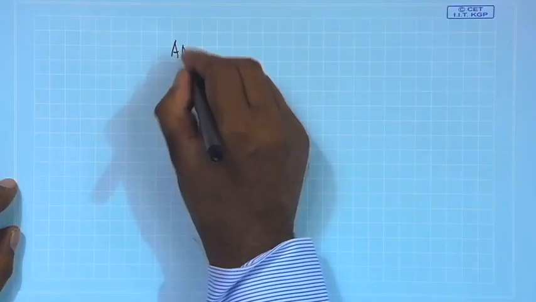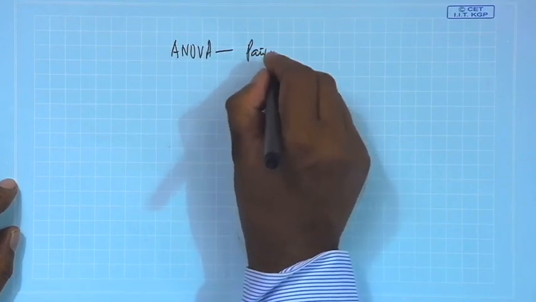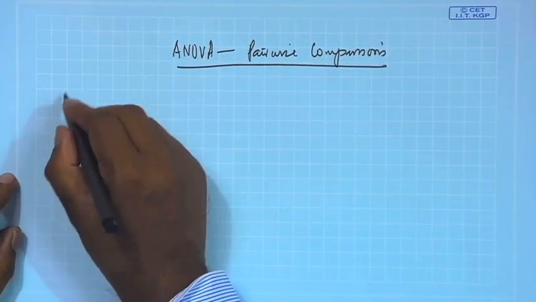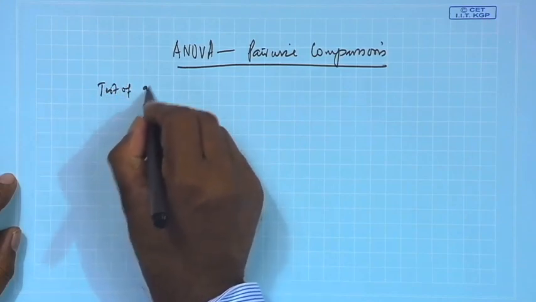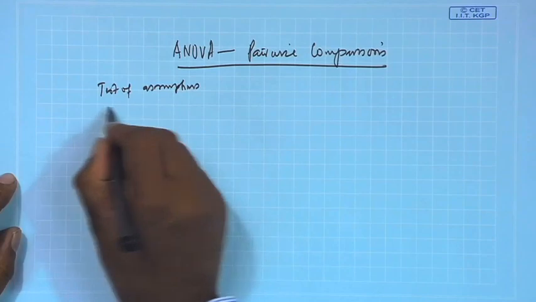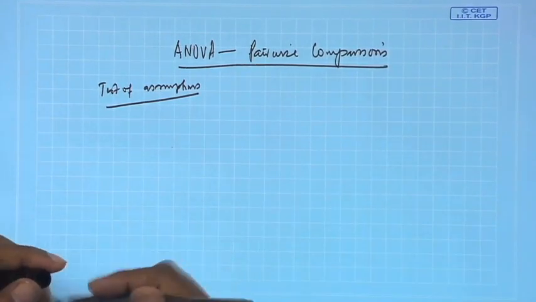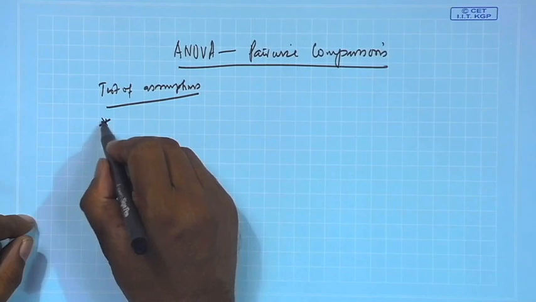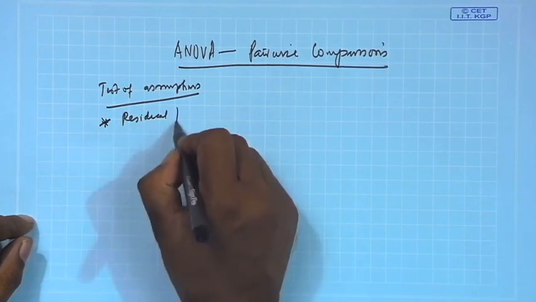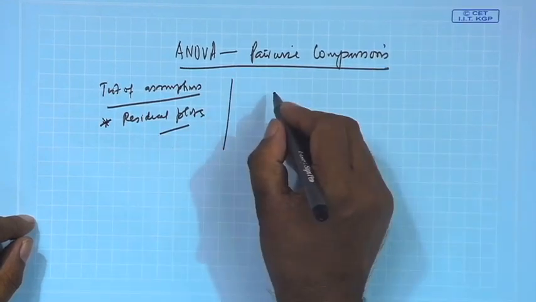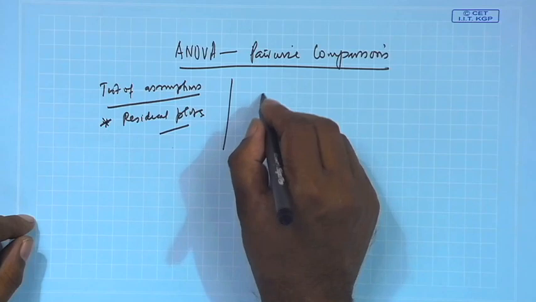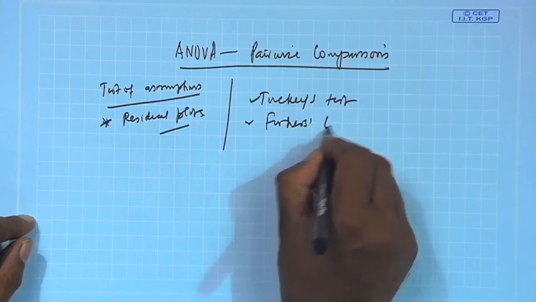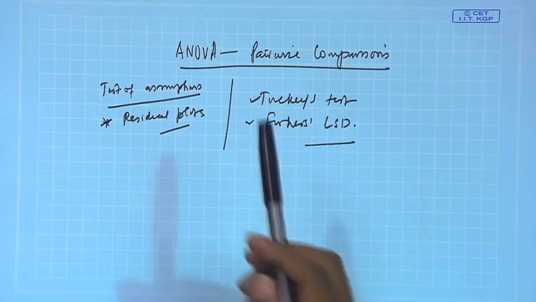In this lecture we will primarily concentrate on pairwise comparisons. Last class we ended with the test of assumptions. Test of assumptions means the normality test, the homoscedasticity test, and the independence and identically distributed test. I will quickly go through the residual plots, and then we will concentrate on pairwise comparisons under the Tukey test and Fisher's LSD. These two tests will be discussed.